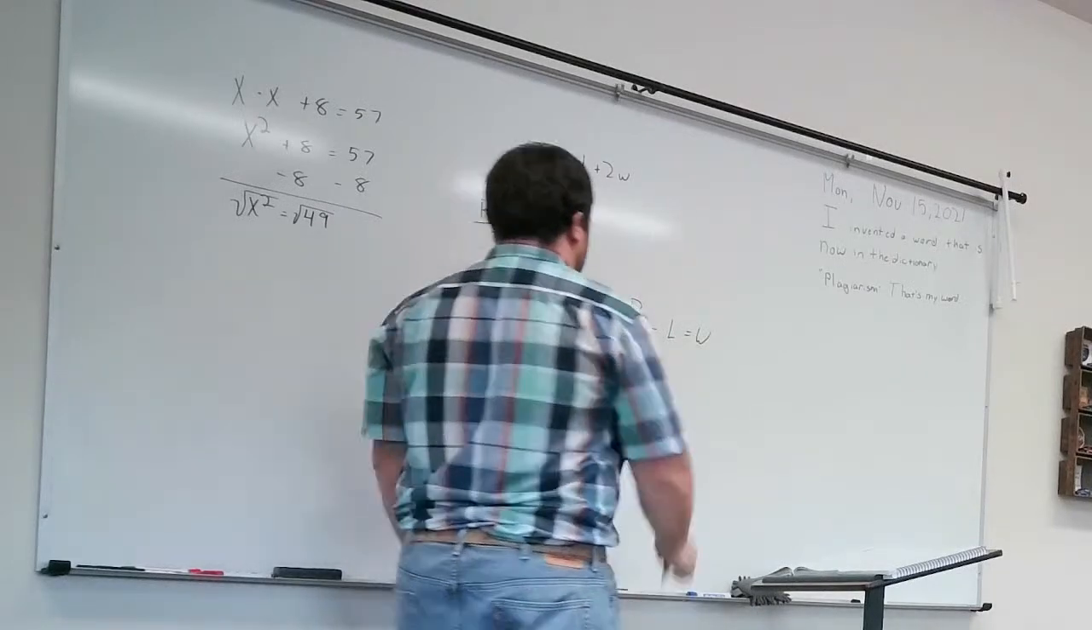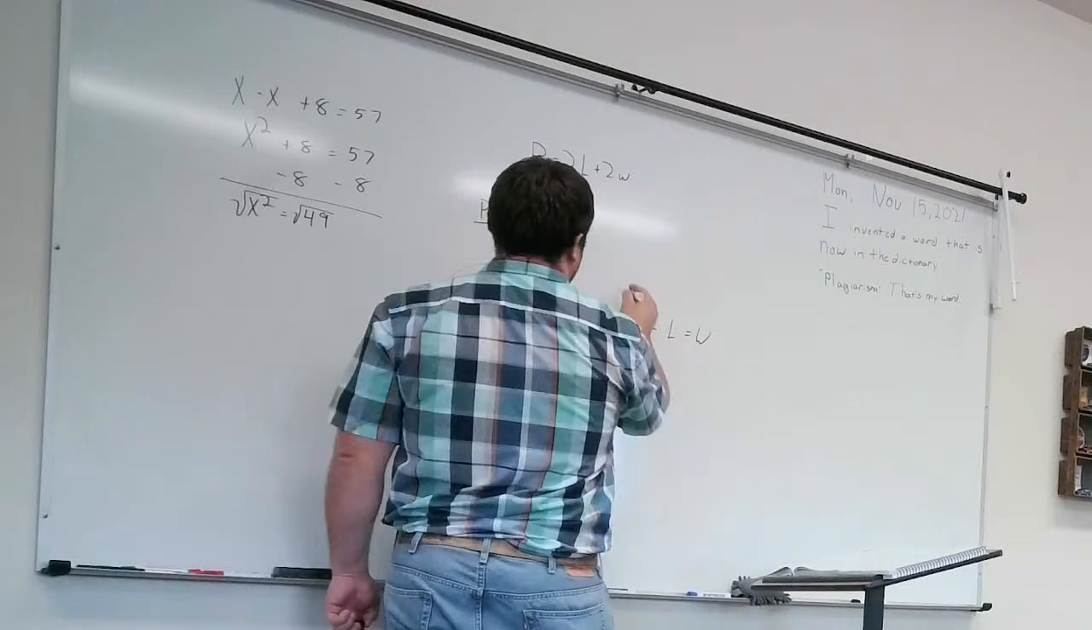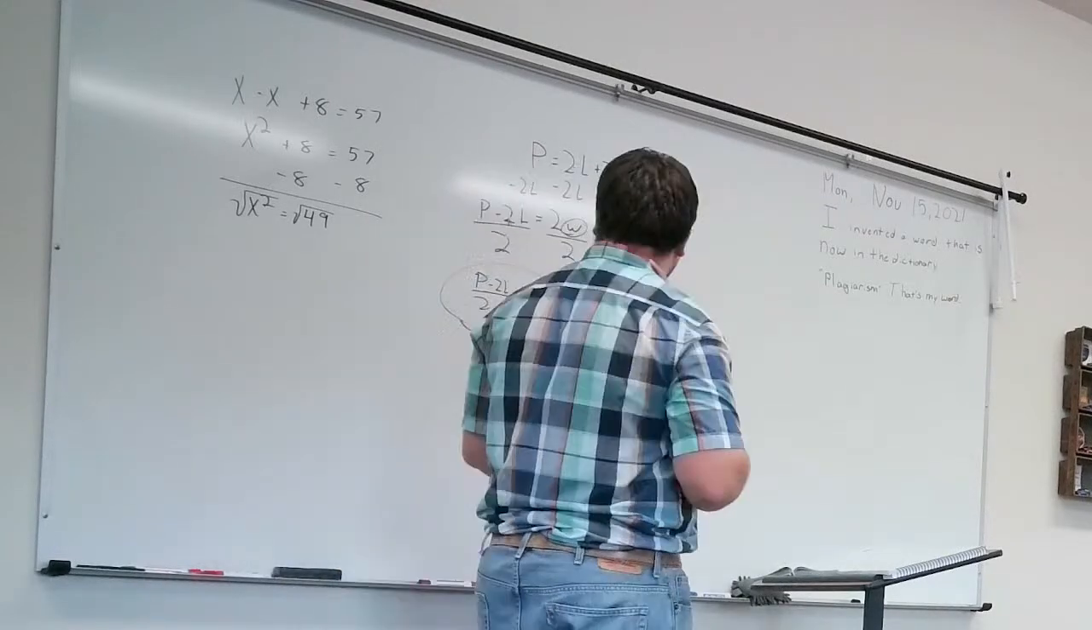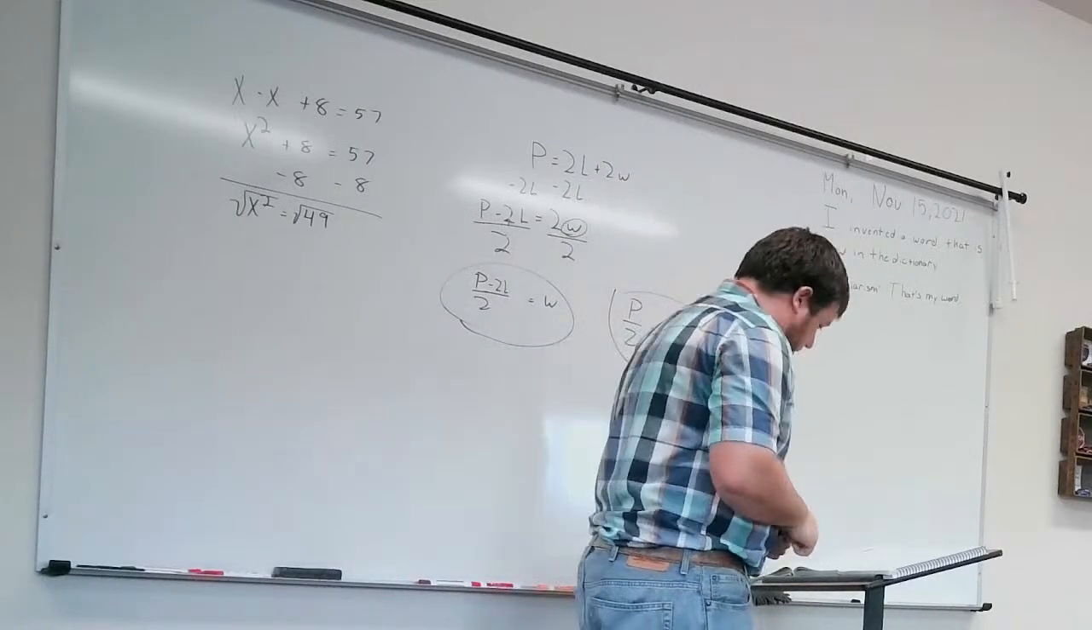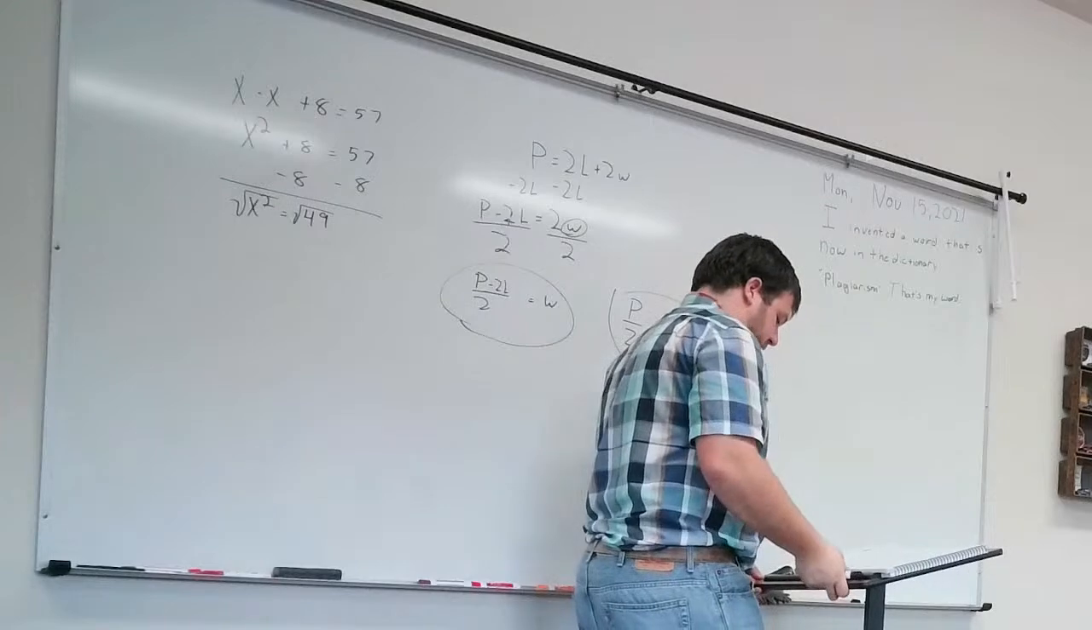This is the most simple. But they have P minus 2L over 2, so this is more simple. All right, let's do number 7 as well.